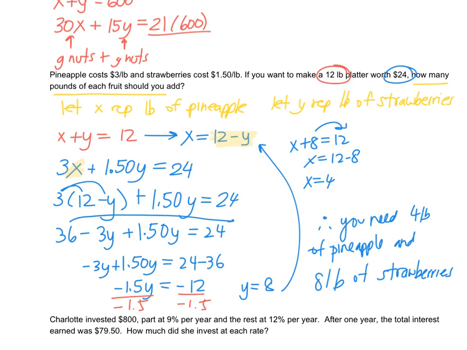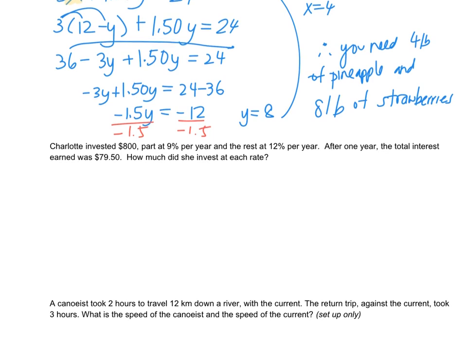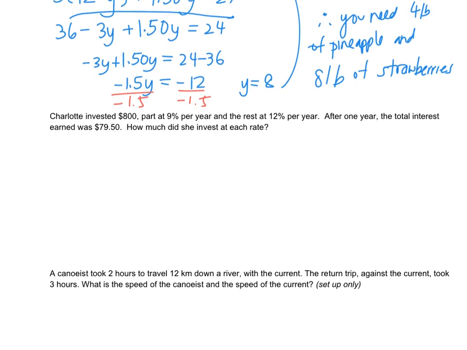Okay, let's try the next one. Charlotte invested $800, part of it at 9% per year and the rest at 12% per year. After 1 year, the total interest earned was $79.50. How much did she invest at each rate? So before we begin this, we have to know what interest is.